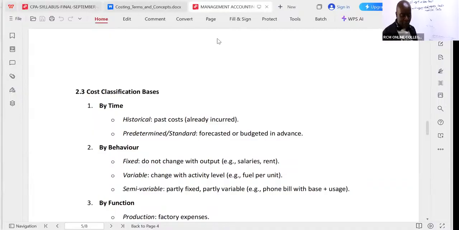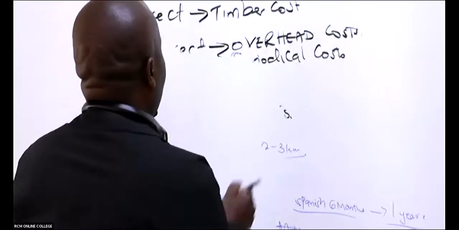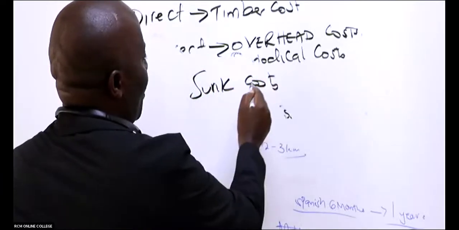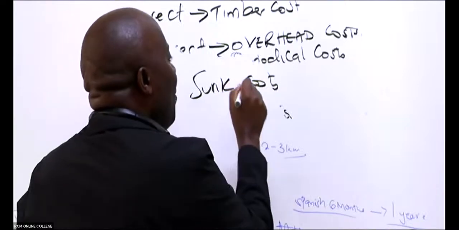So on cost classification, we can classify cost on the basis of time. On the basis of time, we'll always have two types of costs. We shall have what we call historical costs. Historical costs are past costs. They are already incurred. So we also call them what here? Sunk costs. So these sunk costs have already been incurred.